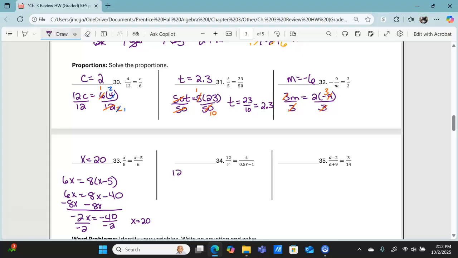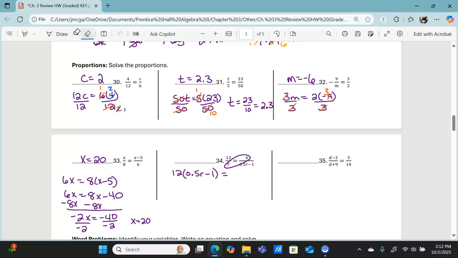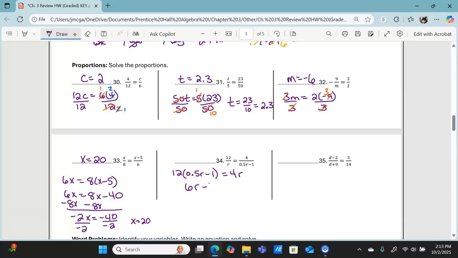On this one, I have 12 times 0.5, which is just a half, equals, these two would be 4 times r. So 12 times 0.5, half of 12 is 6. So I get 6r minus 12 equals 4r. Subtract 4r. 2r minus 12 equals 0. Add 12. 2r equals 12. Divide by 2. And you would get r equals 6.